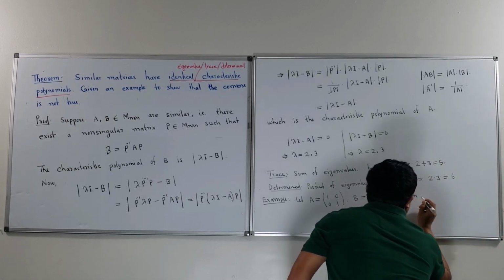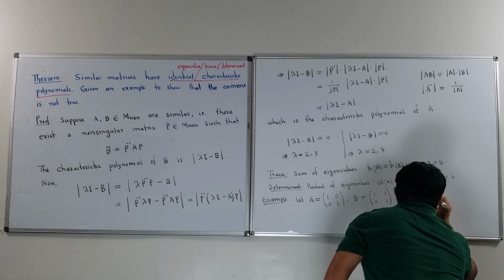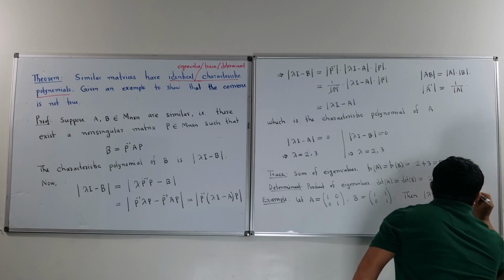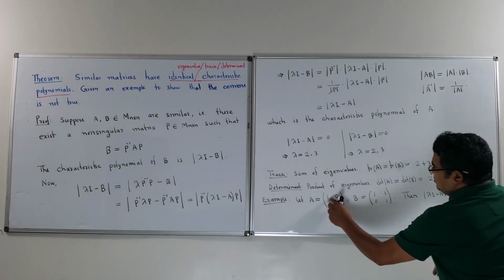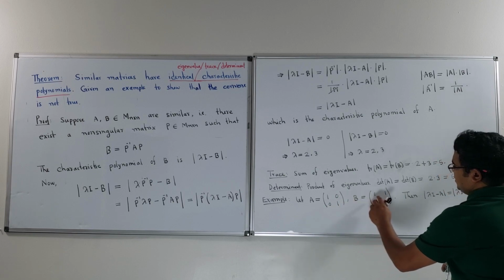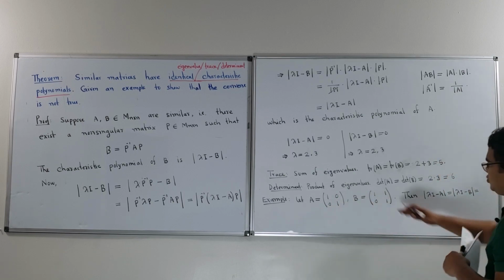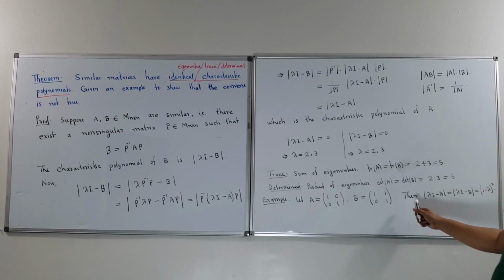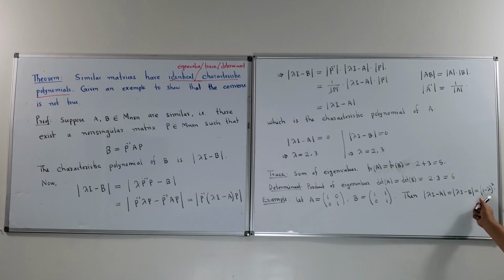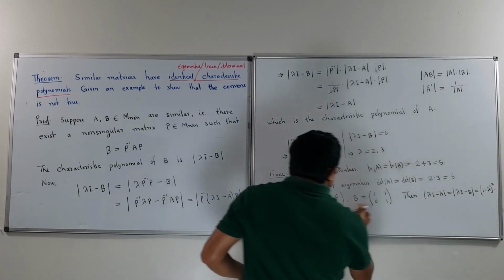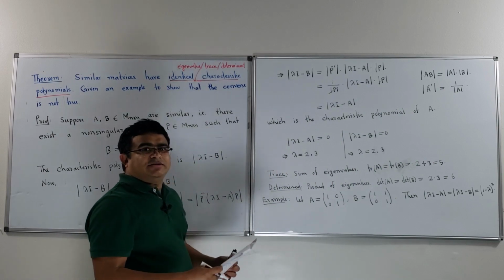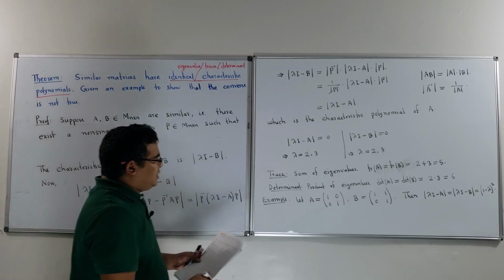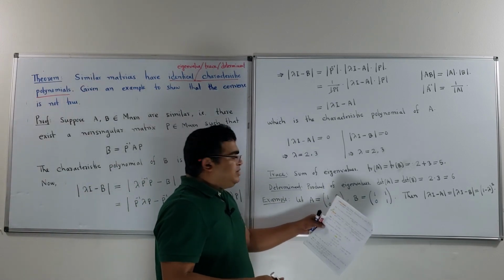The characteristic polynomial, the determinant of lambda I minus A and lambda I minus B, is 1 minus lambda, 1 minus lambda, and here also 1 minus lambda, 1 minus lambda. If you multiply, it is (1 minus lambda) squared. So their characteristic equation is the same, but these two matrices are not similar. That means we cannot find any non-singular matrix P for which B would be P inverse AP.